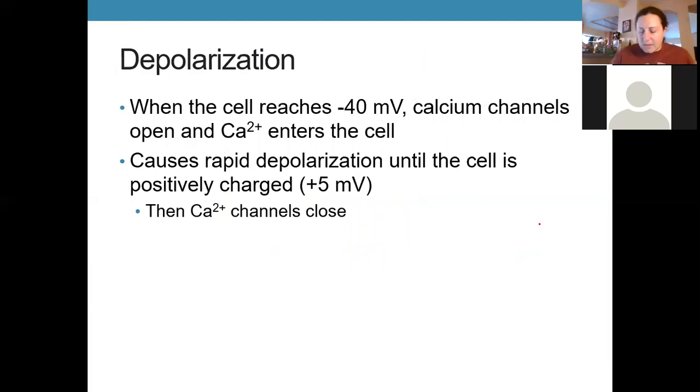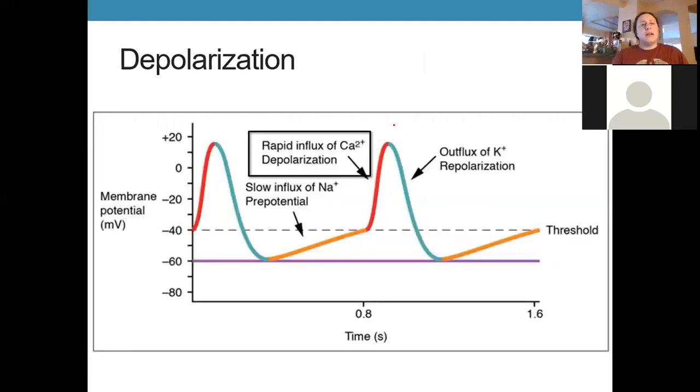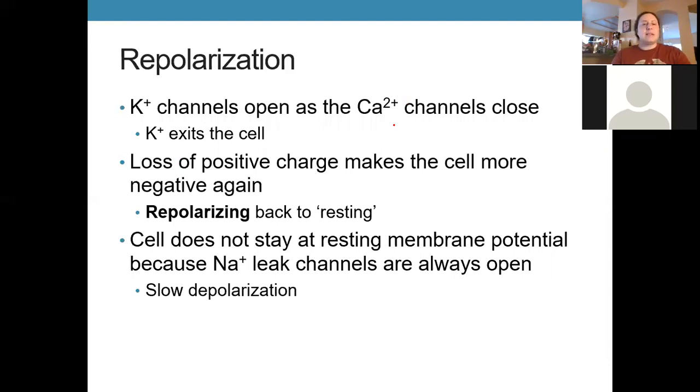So this is just the words that go along with depolarizing, right? So voltage-gated calcium channels, calcium entering the cell, and then the calcium channels close, and then repolarizing with the potassium channels. Now, we say resting, but because it's not actually staying there, I had it in little quotation marks, like resting membrane potential. Because again, they're just going to immediately start slowly depolarizing again.